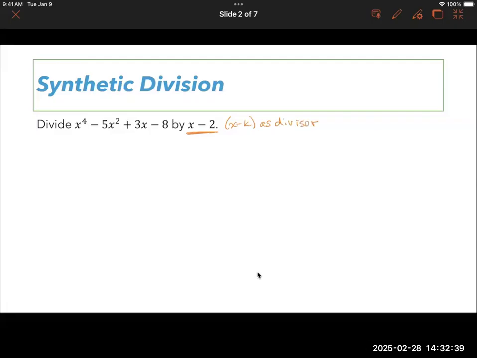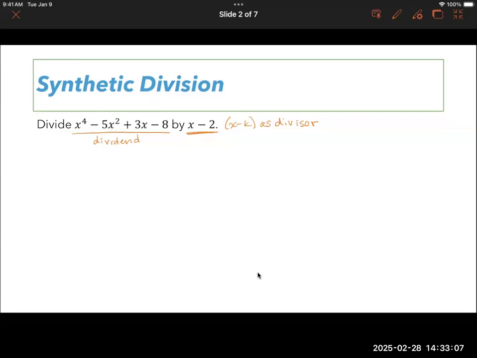The other thing that we want to be sure of when we're working with this is that the dividend, which is what we call this part of the problem, is written with our terms in descending order of the exponents, which this one is. We start with a 4 and then go down to a 2, a 1, and then our constant.